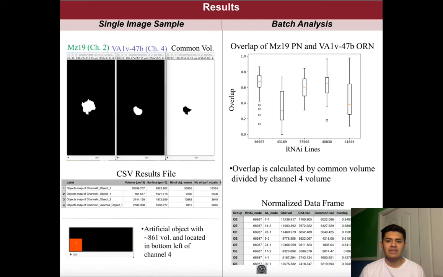As you can see, I analyzed 5 different lines and resulted in this data right here. We calculated the overlap via common volume divided by the channel 4 volume. As you can see, we normalized all of the results into this data frame. This is just a slice of that data frame, it's much bigger, where it's very easy to read and easy to understand, and can be applied onto this box plot.